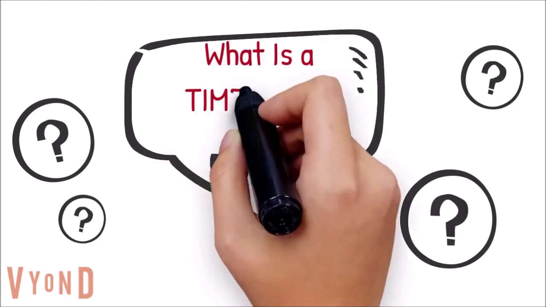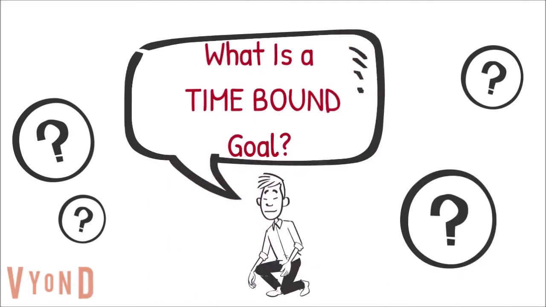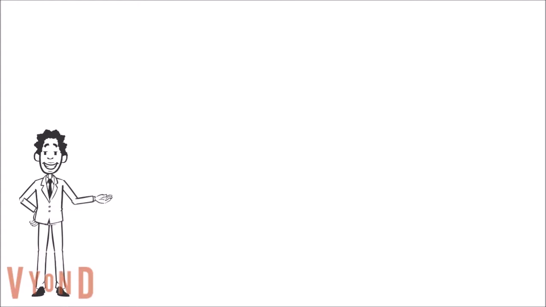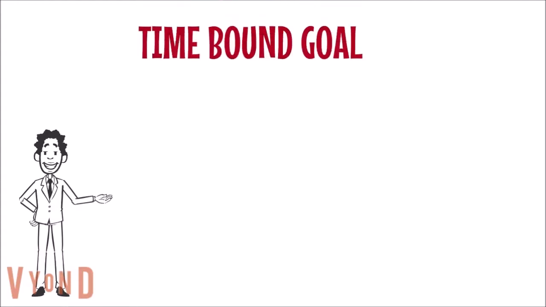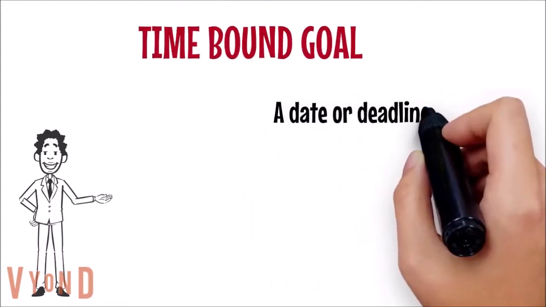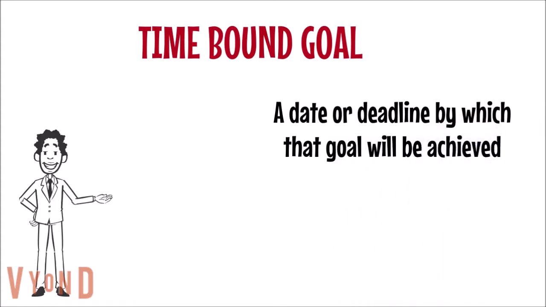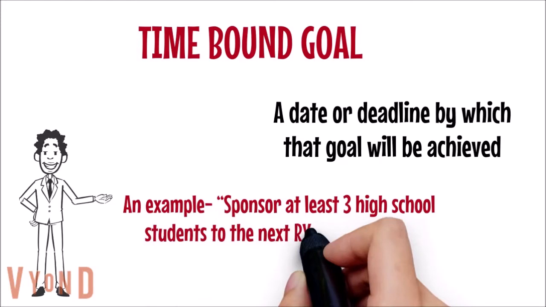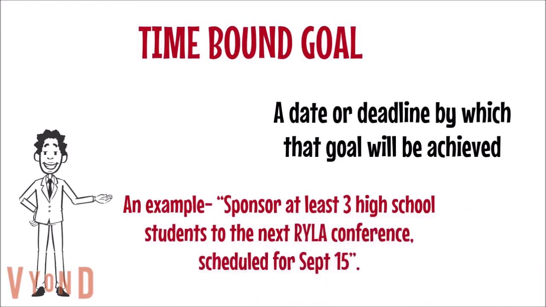What is a time-bound goal? A time-bound goal is simply a date or deadline by which that goal will be achieved. To use the previous example, sponsor at least 3 high school students to the next RILA conference scheduled for September 15th.